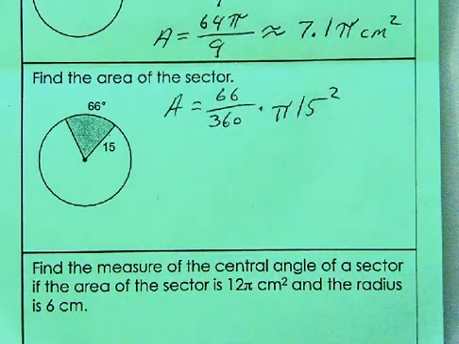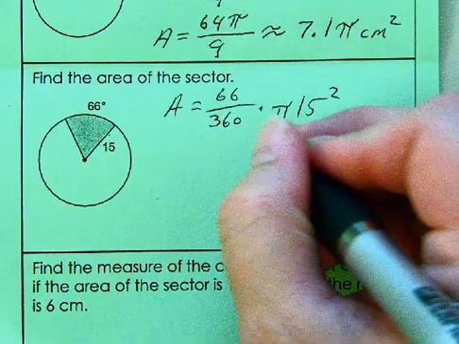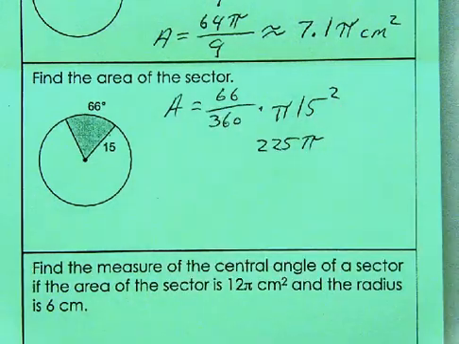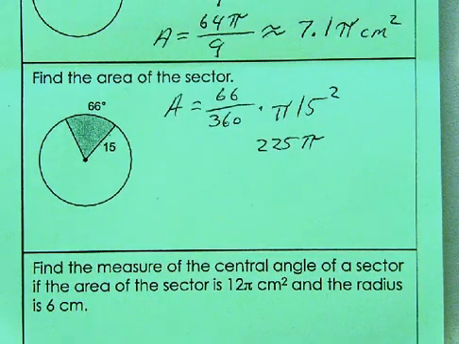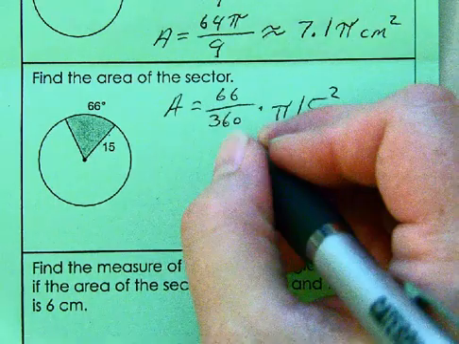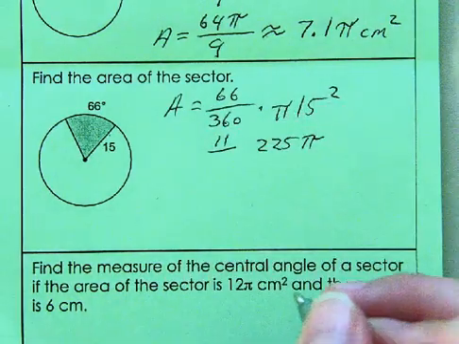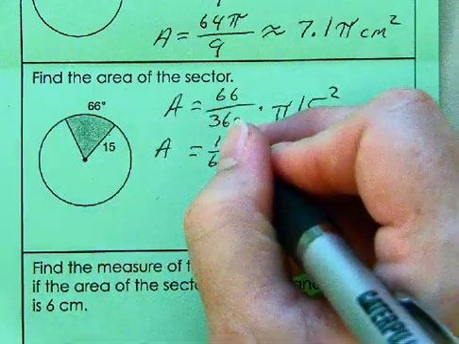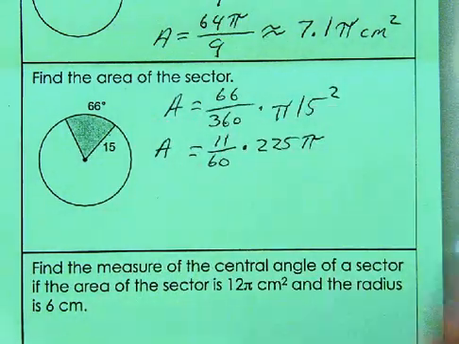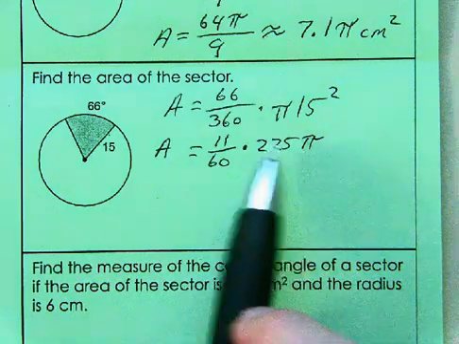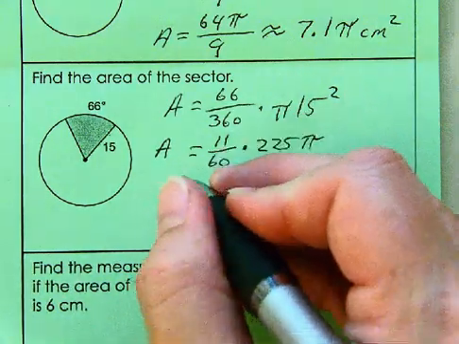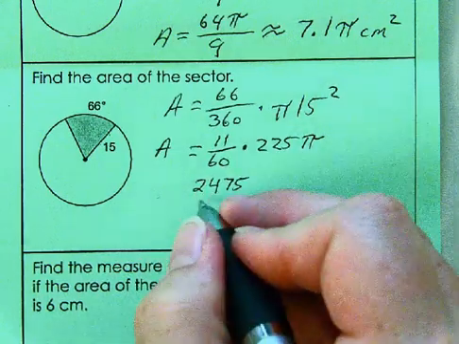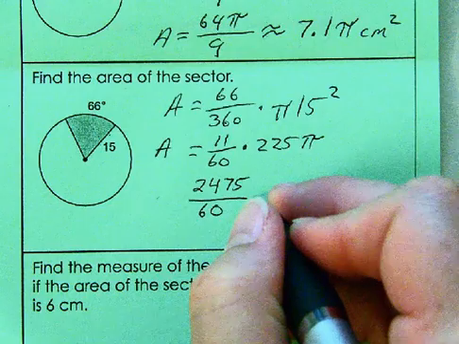So again, simplifying, we can look at our exponents first. This is 225 pi. And then we can also simplify that fraction. So simplifying that, 6 goes into both. So that's going to become 11 over 60 equals A. From here, I'm going to go ahead and multiply my 225 pi times my 11. So that's going to give me 2,475 over 60 pi.